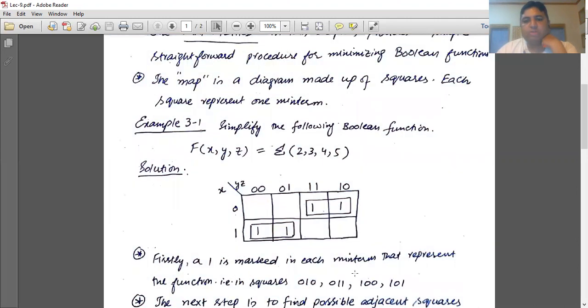Minterm number 4 means 100. X is 1, y is 0, z is equal to 0. So this square is x equal to 1, y equal to 0, and z equal to 0. So you put a 1 here.